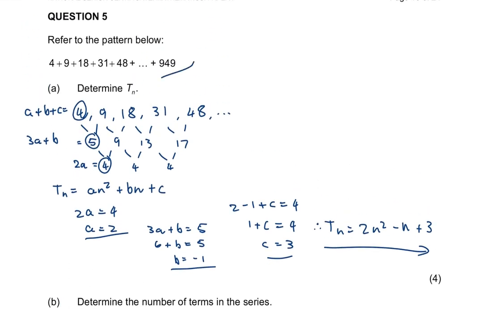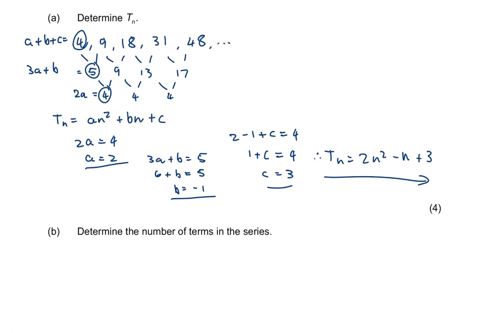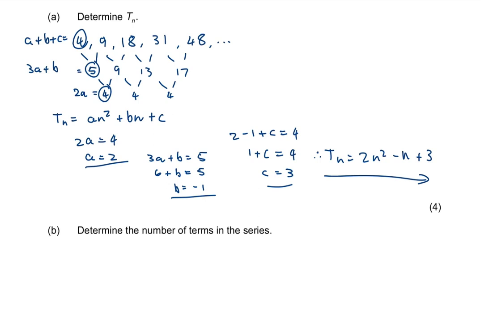Well, we know that 949 is the last term in the series, and we know the general term. So if we can find out what the index is of this last term, then we know how many terms there are. So I'm going to say, let Tn equal 949. Therefore, substituting 949 for Tn in this formula, we get 949 is equal to 2n squared minus n plus 3.